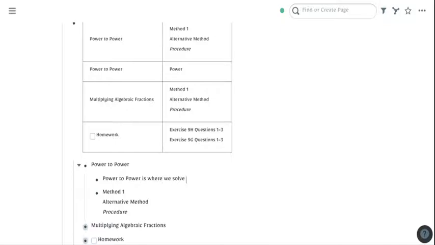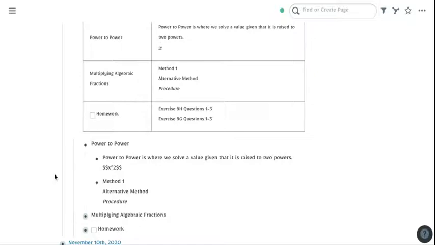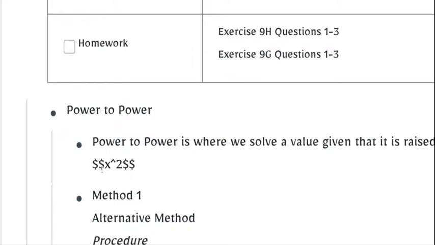we solve a value given that it is raised to 2 powers. Right? So previously we learned, for example, x to the 2, but now we are saying that this x to the 2, for example, x squared, is to another power. That makes sense. So let's say, for example, give me a random value for x. Any random value.